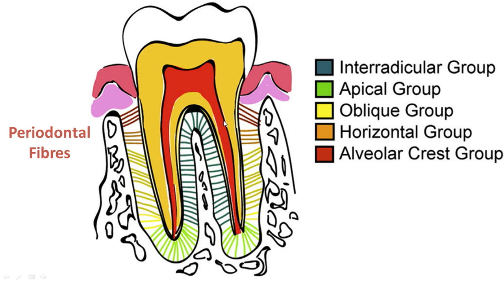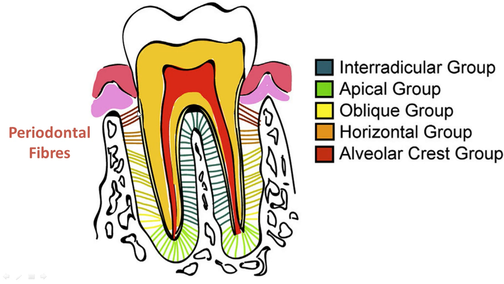The next group of fibers are your periodontal fibers. Periodontal fibers, or dento-alveolar fibers, run from the cementum and go into the alveolar bone. Okay, so there are five basic or major groups of periodontal fibers. The first group starts from the cementum and goes into the crest of the bone. So it is in a coronal direction. As you can see, the fibers are running in a coronal direction. It starts from the cementum and goes into the alveolar crest. It is called the alveolar crest group of fibers.